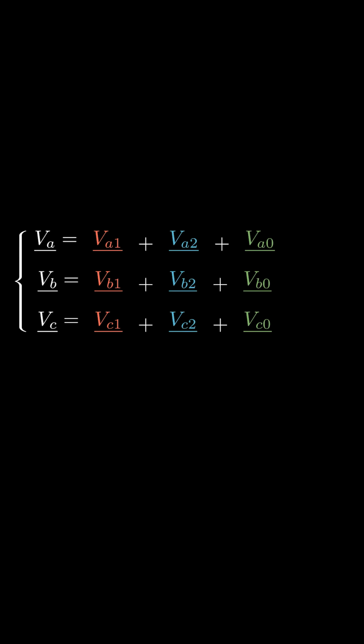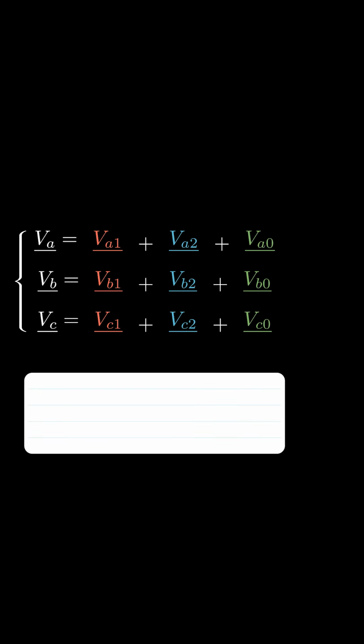We'll start by expressing the three unbalanced voltages as the sum of three components. The first corresponds to the positive sequence, the second to the negative sequence, and the third is the zero sequence. Now let's find a concise formulation for these equalities.